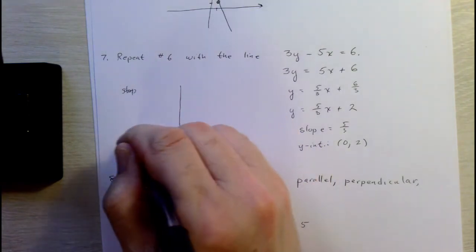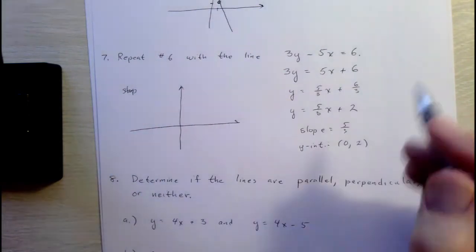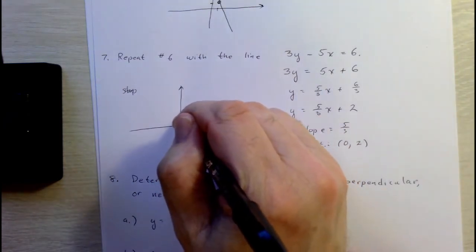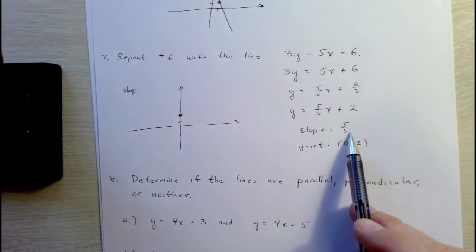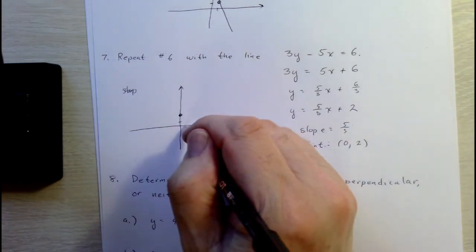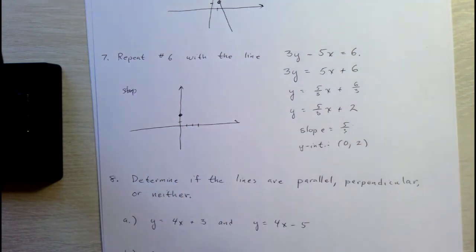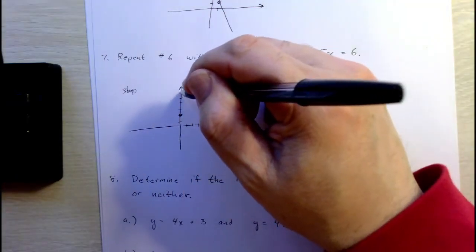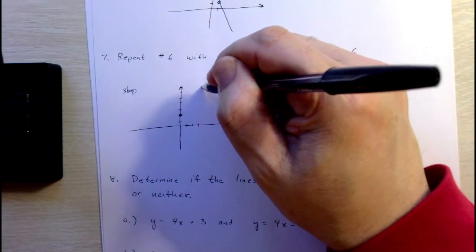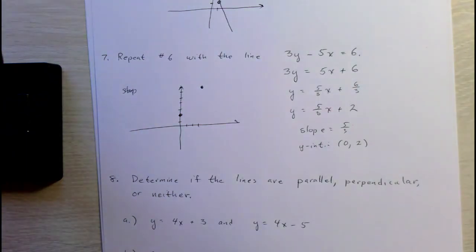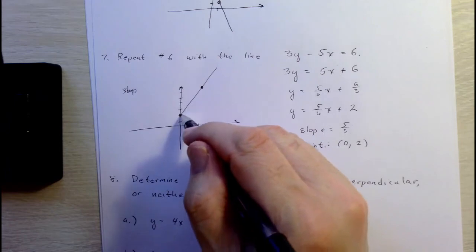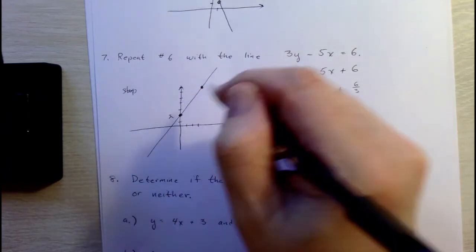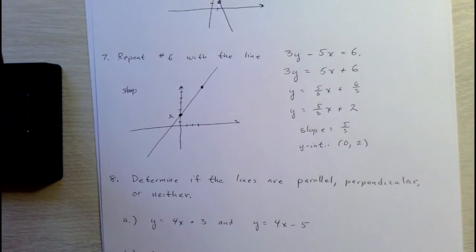And we can plot this by first plotting 0, 2. And our rise is 5, our run is 3. So that means we go over 3 and up 5. 2, 3, 4, 5. We get this point right here. And that's what this graph will look like.